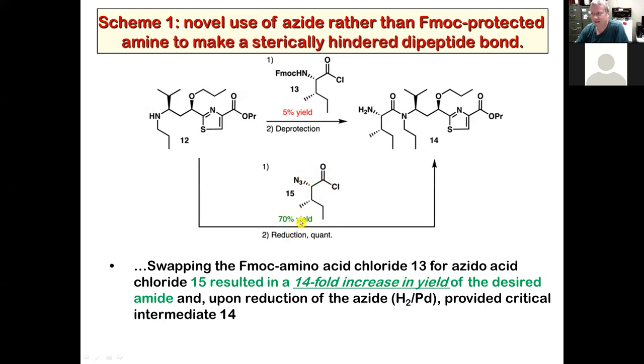Oh no, wow, look at that. Now they got 70% yield, reduced the azide, and then they make the amine. So that shows a pretty cool optimization, right? Something that's bad got replaced with something that's good. All they did is basically a different protecting group. Azide as a protecting group is sort of cool. Okay, good.